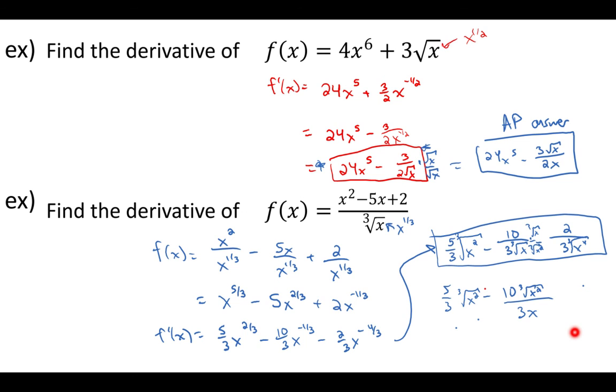And then the last one, since this is the 4/3, you would multiply this by the 3/4 power, which would be the 4th root of x cubed on both the top and the bottom. Get it to go away. So then minus 2 times the 4th root of x cubed over 3x. And that's a bit excessive there, but you technically should have those skills.